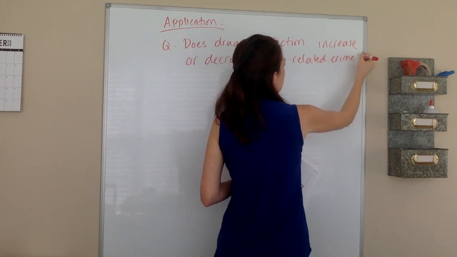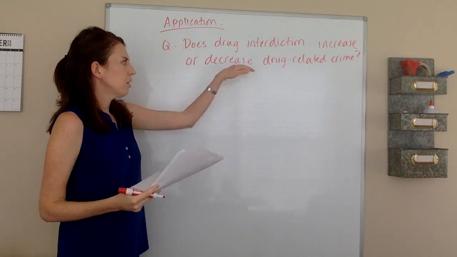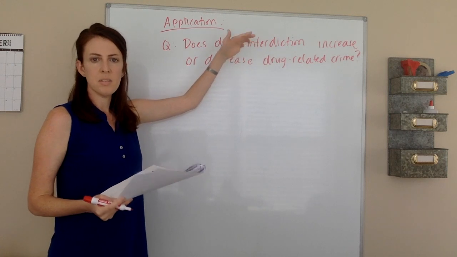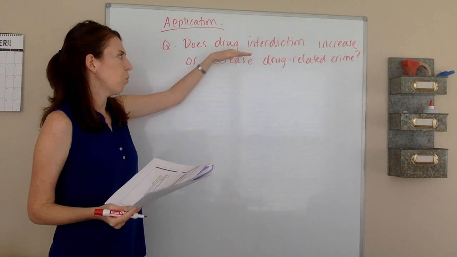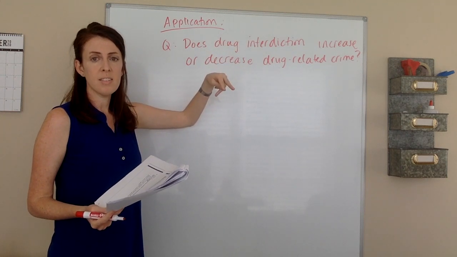Okay, so what we're going to do basically is think of different interdiction tactics. The idea is if you want to go to war against drugs, there are different ways you can do it. There are different ways you can go to war. And so we're going to consider two different tactics.